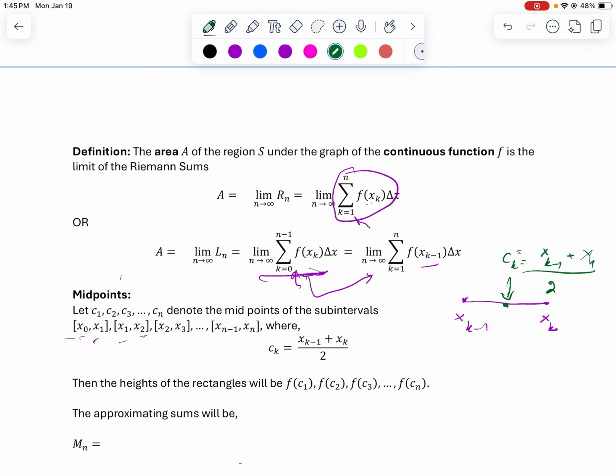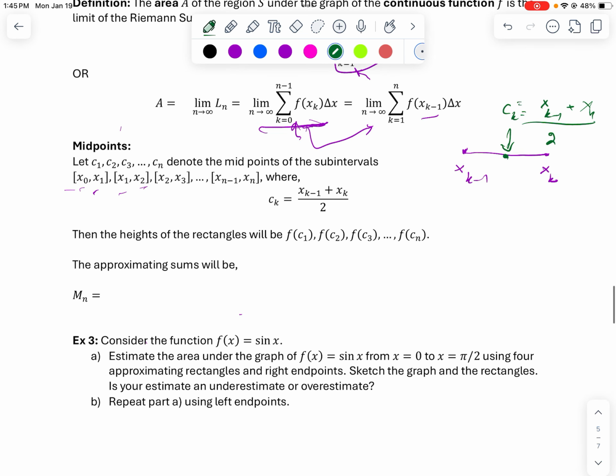We find that c1, c2, c3, and so on. And now what will be our approximating sum? This will be f of c1 plus f of c2 plus f of c3 plus dot dot dot plus f of cn, multiplied by delta x. So I skipped one step here where we were writing f of c1 times delta x plus f of c2 times delta x and so on. You know already that delta x will eventually come out.